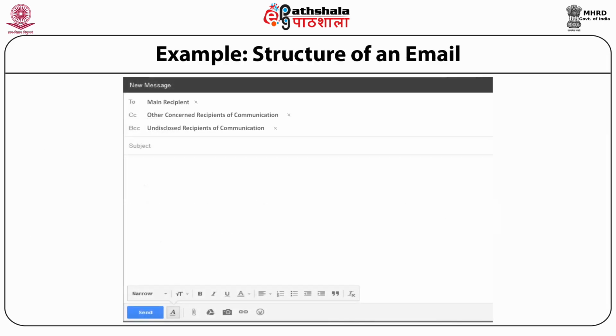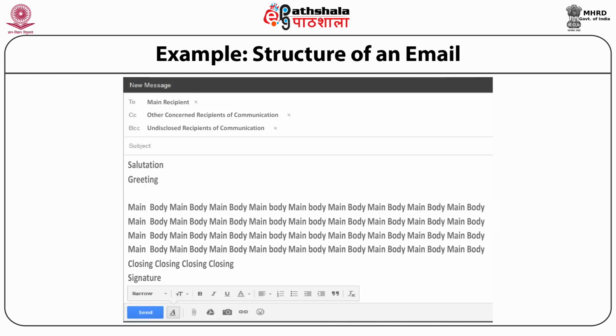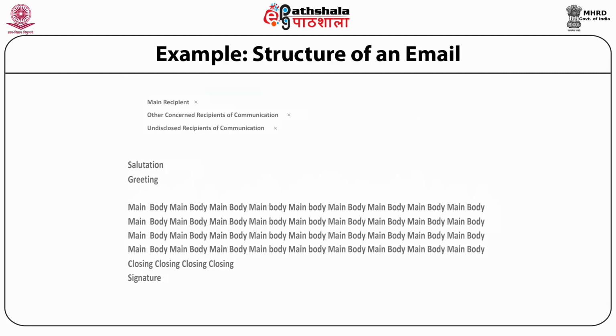Let's go through the example given here and try to identify the subject, salutation, closing, and signature in the mail. Before that, let's have a format of structure of an email. In this example, we can see that at the top, "To" is written, where the main recipient's email address will appear. Then CC says other concerned recipients of communication. BCC signifies undisclosed recipients of communication.